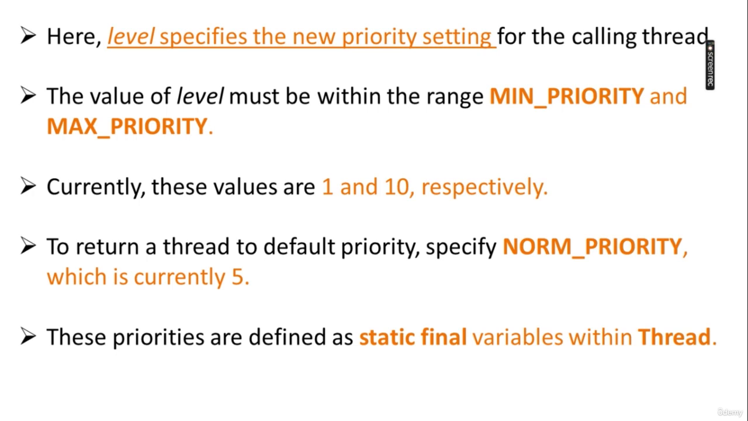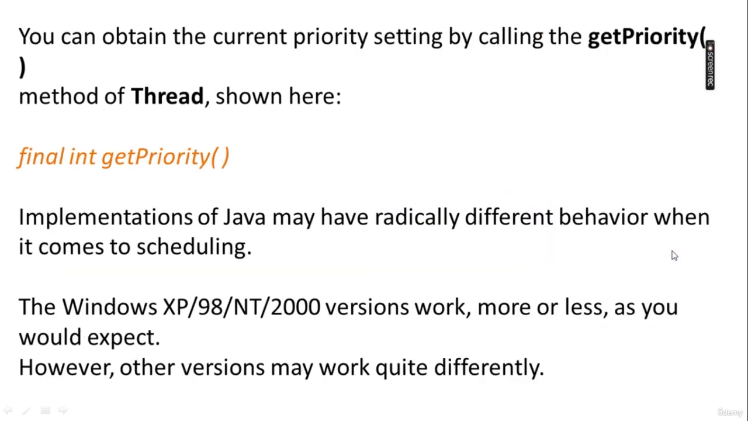To return a thread to its default priority, specify NORM_PRIORITY, that is the default priority. These priorities are defined as static final variables within the Thread class. Those are built in. You should not modify them. Why? You should be able to get them without using an object, so they are static. You can use them without using an object of the Thread class. For that purpose, they are declared as static. You cannot modify them, so they are declared as final, and those are variables. Since they are final, you cannot modify them. You can directly use them: MIN_PRIORITY, MAX_PRIORITY, and NORM_PRIORITY.